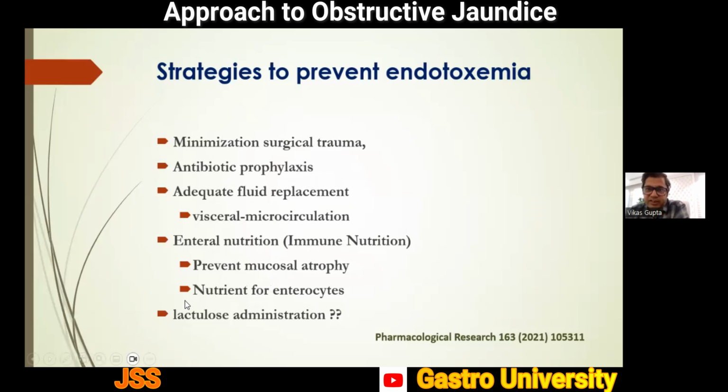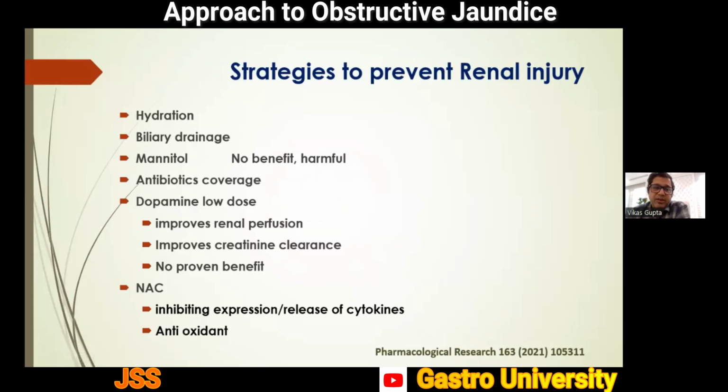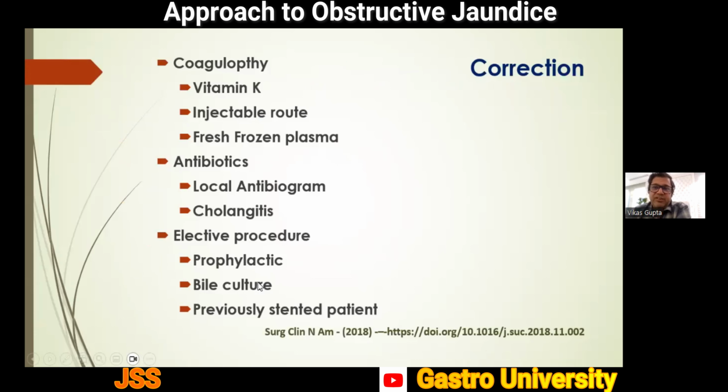lactulose, again, that is debatable. Use of lactulose is debatable. Preventing renal injury in these patients requires a good amount of hydration and biliary drainage, and there are many trials which have shown dopamine and mannitol, but they have not been proven of any benefit. Recently, N-acetylcysteine has been found to be of some use in preventing renal injuries. But again, we are still lacking level 1 evidence.